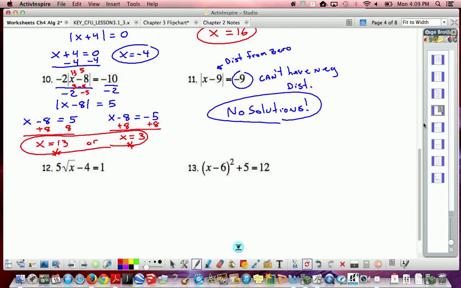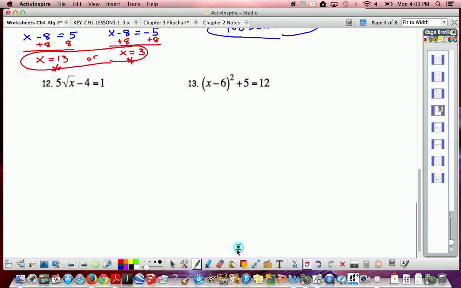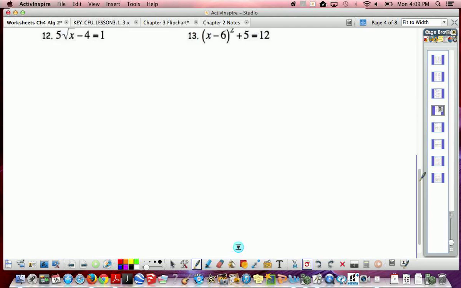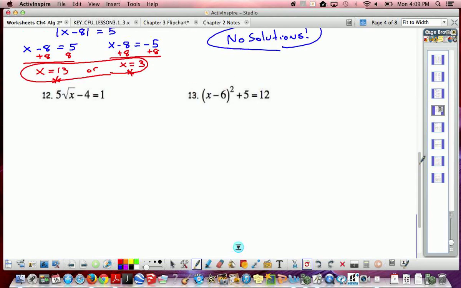All right, the last 2 problems that we have. I'm going to move this up a little bit. Oops, it might jump too far. Figured that was going to happen. Got to be a little more patient.